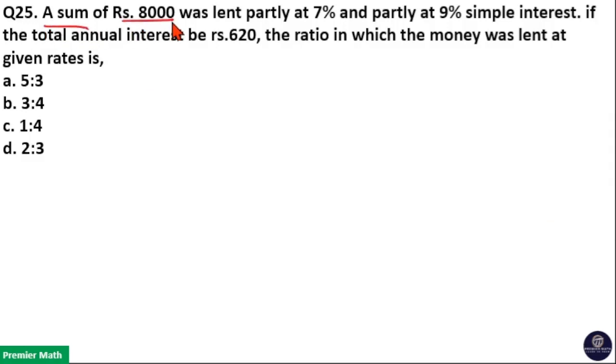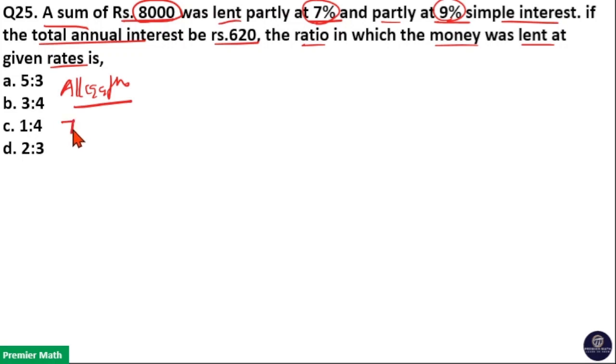A sum of rupees 8,000 was lent partly at 7% and partly at 9% simple interest. If the total annual interest is rupees 620, the ratio in which money was lent at the given rates is. Here we use the allegation method. Now, rupees 8,000 was lent partly at 7% and partly at 9%. That is, one part of 8,000 lent at 7% and the other part lent at 9%. Now, total annual interest is 620, meaning this 620 is received from the 7% and 9% of 8,000.